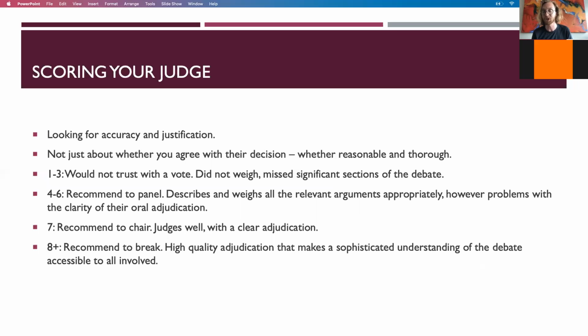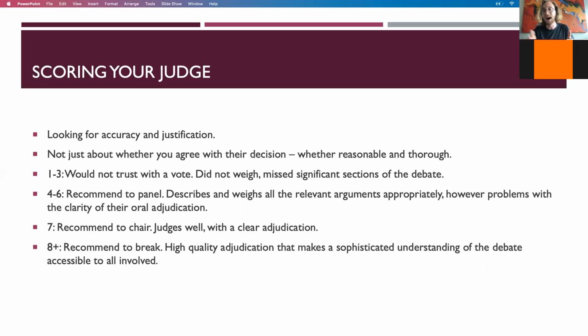When you are scoring your judge, you're looking for accuracy and you're looking for justification. These are the two elements that I think are important. Someone can be accurate as you agree with them. You think they have said things that were clear within the debate and happened within the debate. They weren't making things up. And their justification is how they're able to use that accurate view of the debate in a way that convinces you of the way that they have done the rankings.